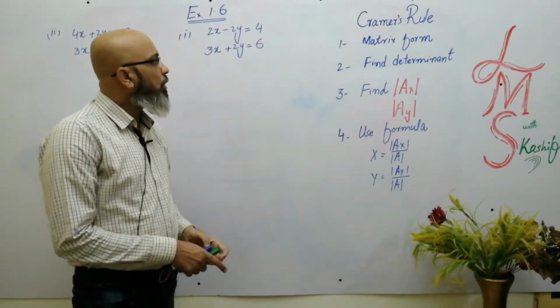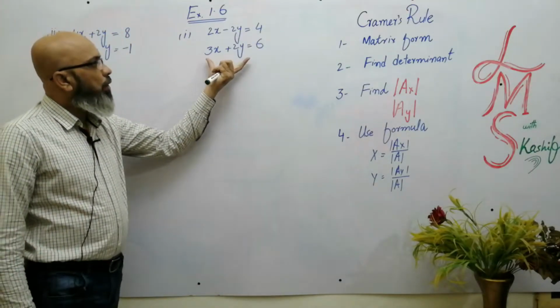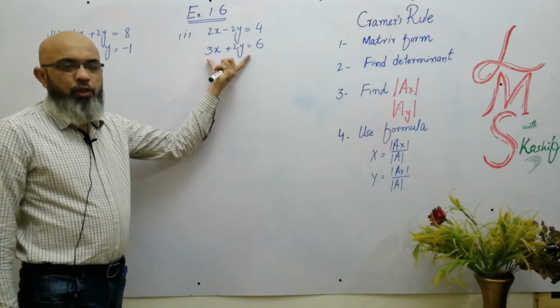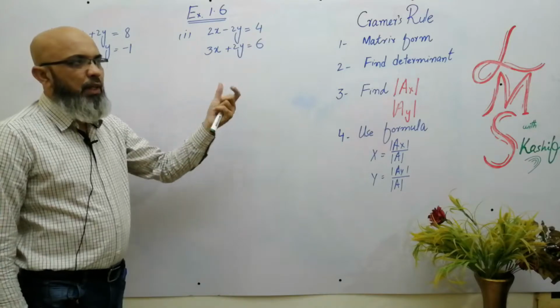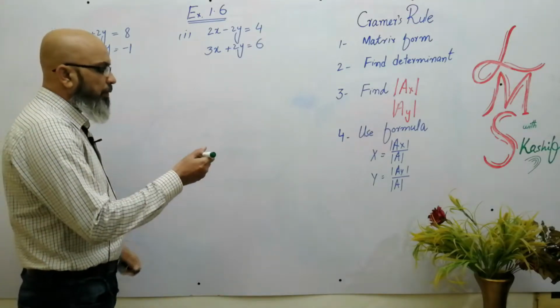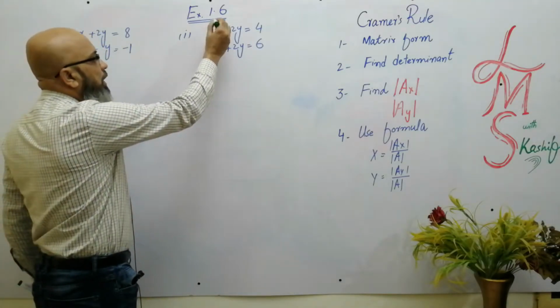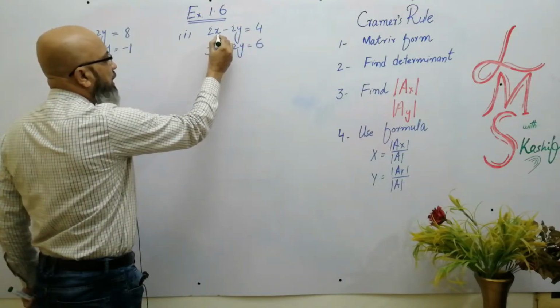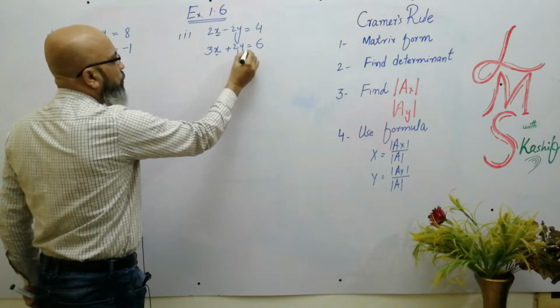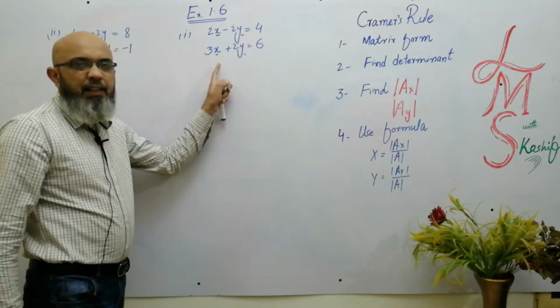So let's start now. First of all, this is your linear equation form. So we have to convert this into matrix form. So let's see how we will convert. As you know, these are called coefficients and these are the variables. And we have two variables x and y.